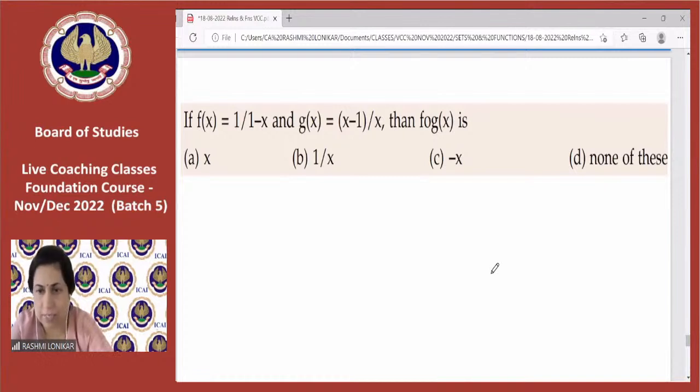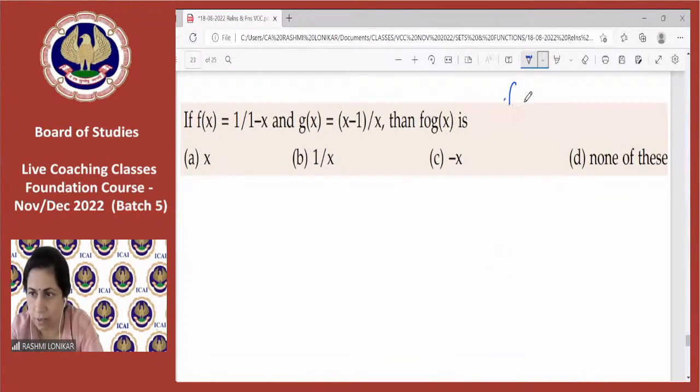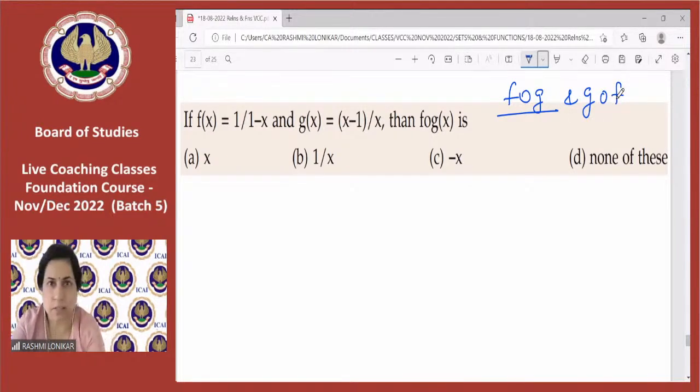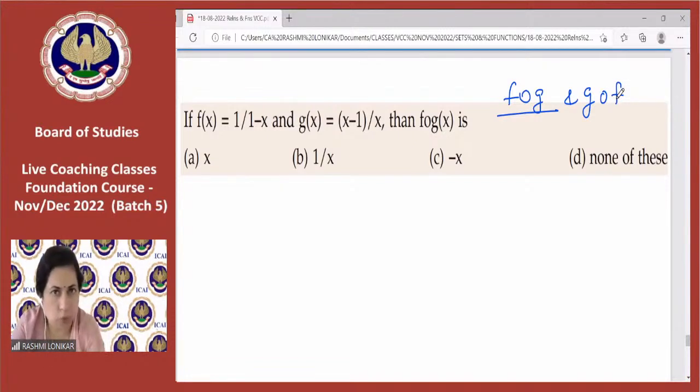Okay. Next is this. Now you have to understand this concept of composite function. This is f of g and g of f. What this means is, you're given two functions in x. The first function we call f, the second is g. Then in the first function, I will substitute for the value of x the second function.